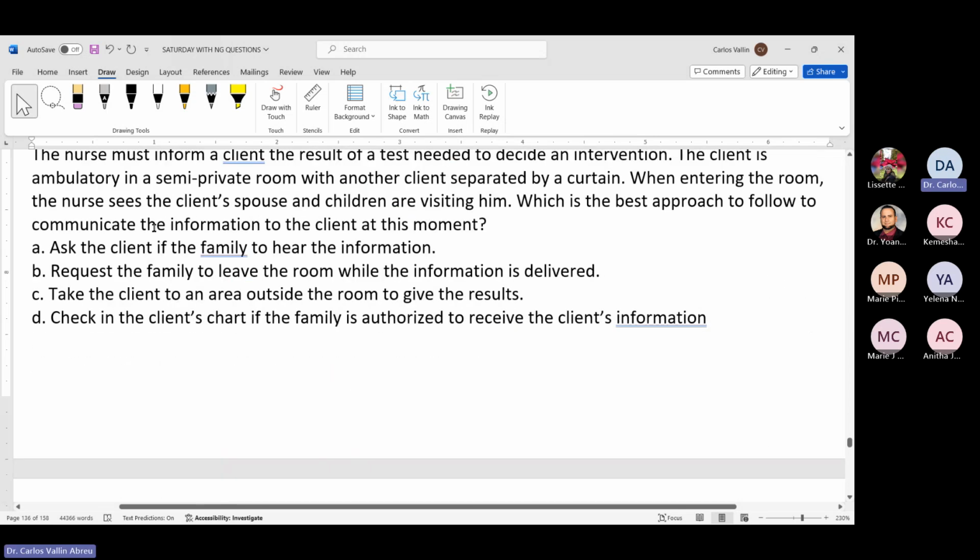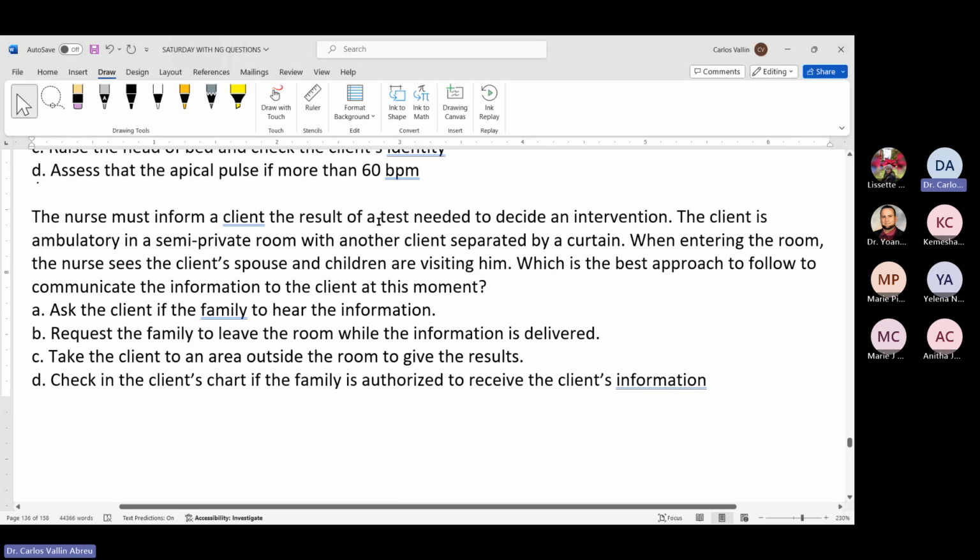The nurse must inform a client the results of a test needed to decide an intervention. Okay, it is a scenario. You need to talk to a client about a test that just came, and the doctor asks you to inform the client about the test, and the result of this test will decide what to do. So the client needs to start thinking about the possibility of the procedure. So when the doctor comes, the client already has the information and can, together with the doctor, decide if the procedure is done or not.